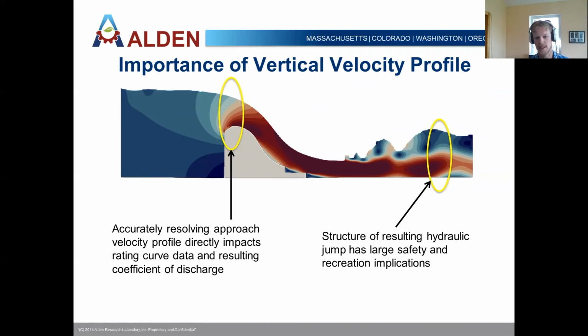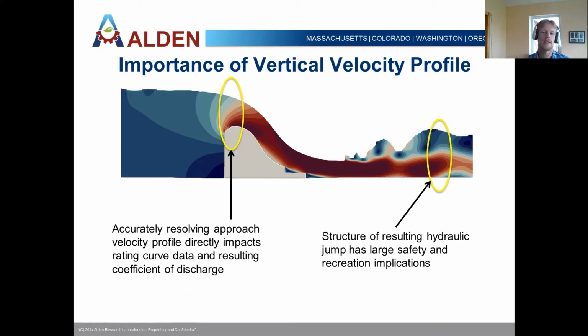And similar to your presentation last year on the hazards of low head dams, this is that roller or recirculation region where there can be a public hazard or safety hazard, where people could get caught in this recirculation region. By modeling this vertical velocity profile, you're able to resolve the flow structure of that hydraulic jump. And by doing so, you can determine if you'll have this recirculation region. You could even go so far as to find modifications to remove it or tweak it. And this has safety and recreation impacts.